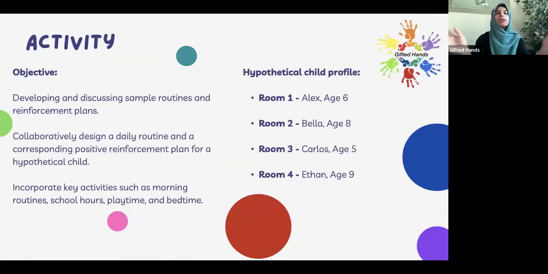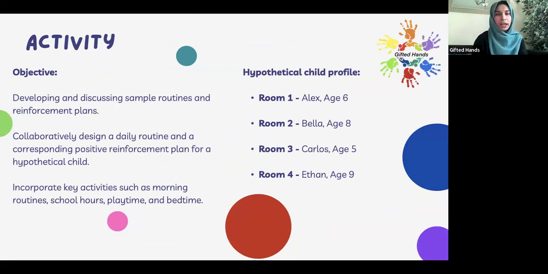Moving on, we have another activity and then we'll be concluding. So we have the hypothetical child profile. You are going to be given a child. How many people are left? Okay, so we have 33 participants here. You will be divided into four groups, and we have 4 children here. You are going to be divided into breakout rooms, and you will all discuss sample routines and reinforcement plans for these children.